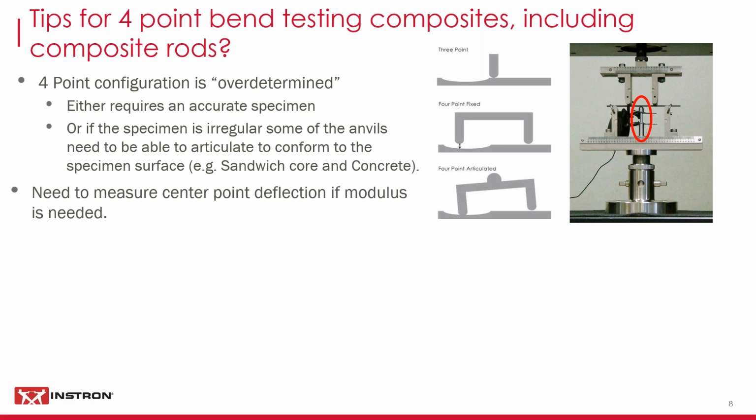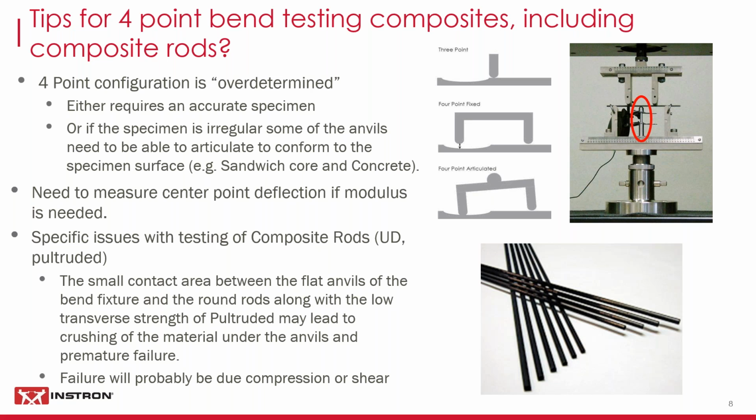Another thing is that for the 4-point bend configuration, we need to measure the center point deflection. It's no good looking at the machine deflection because that is not equal to the deflection in the center of the specimen. So we need some kind of deflection measurement, and you see that in the photograph there. It's actually an extensometer attached to a plunger, measuring the deflection of the center of the specimen. And we would need that to calculate the specimen strains.